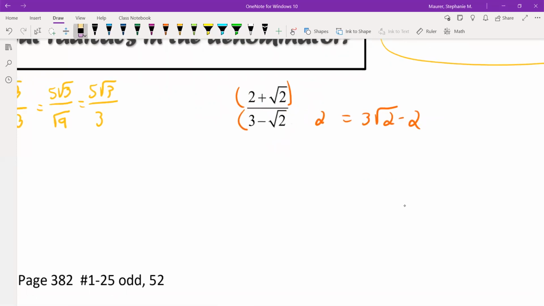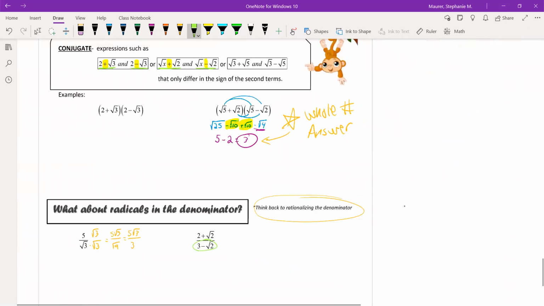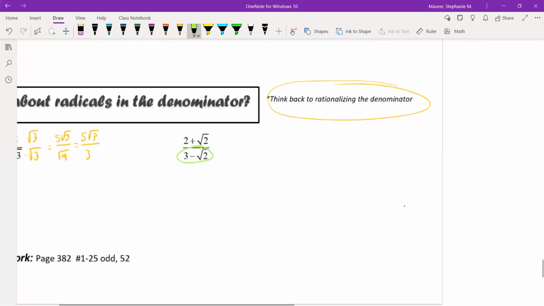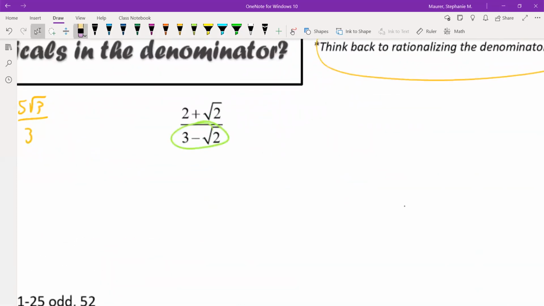So let's go back to what I just said a couple seconds ago. We want the denominator to be a whole number. So looking at our examples up here, was there one that always gives you a nice, beautiful, simple whole number? And your answer should be like, oh, yes, Miss Maurer, it's a conjugate. And that's perfect.